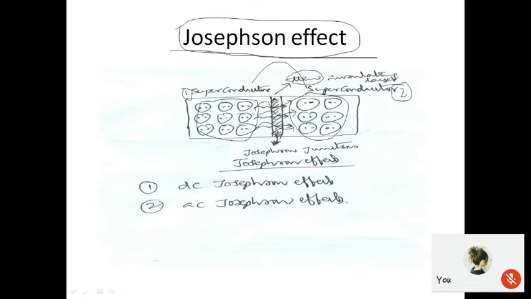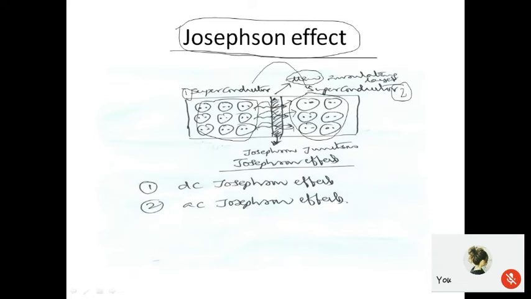So when two different superconductors are joined together with the help of a thin insulating layer, then due to the tunneling of the Cooper pairs from one superconductor into the other superconductor through the thin insulating layer, a small supercurrent flows. That effect is known as the Josephson effect.